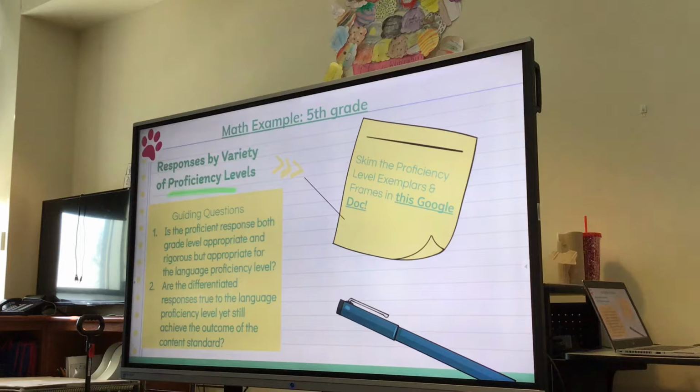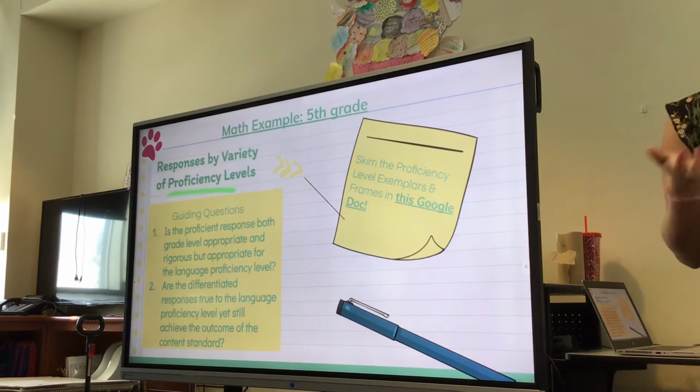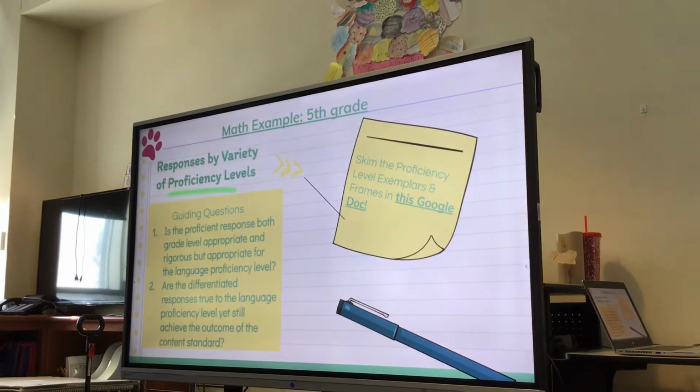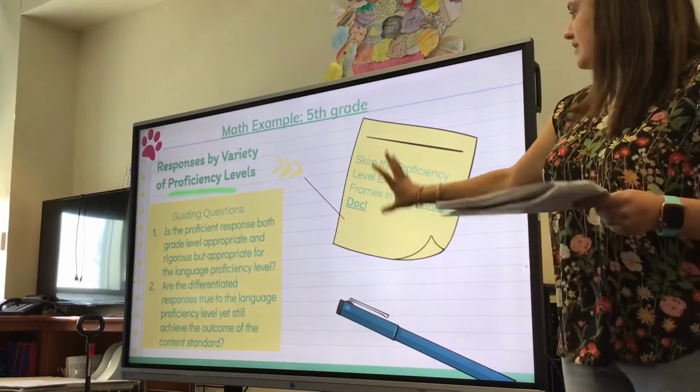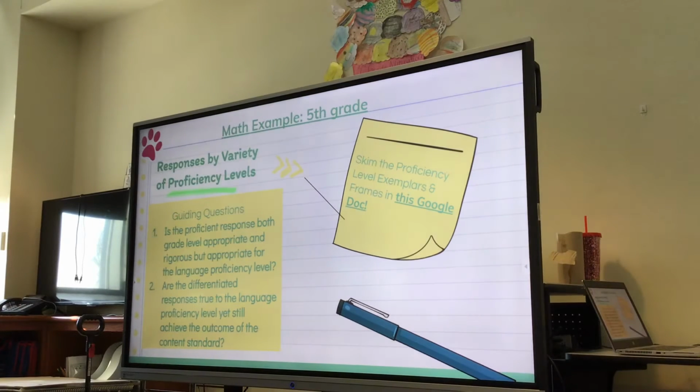But are we also being realistic with the level of discourse and writing that I'm expecting from each of these students, and I'm knowing my students really well so that I know if they've actually met the learning and language target. Okay? And then, are the differentiated responses true to the language proficiency, but they still achieve the outcome of the content standard? So even with that very simple one that you'll see on there, like, I did this number, this number first, we're still achieving the content standard because they're finding the common denominator, they're adding and subtracting the fractions, and they're coming up with the correct answer.